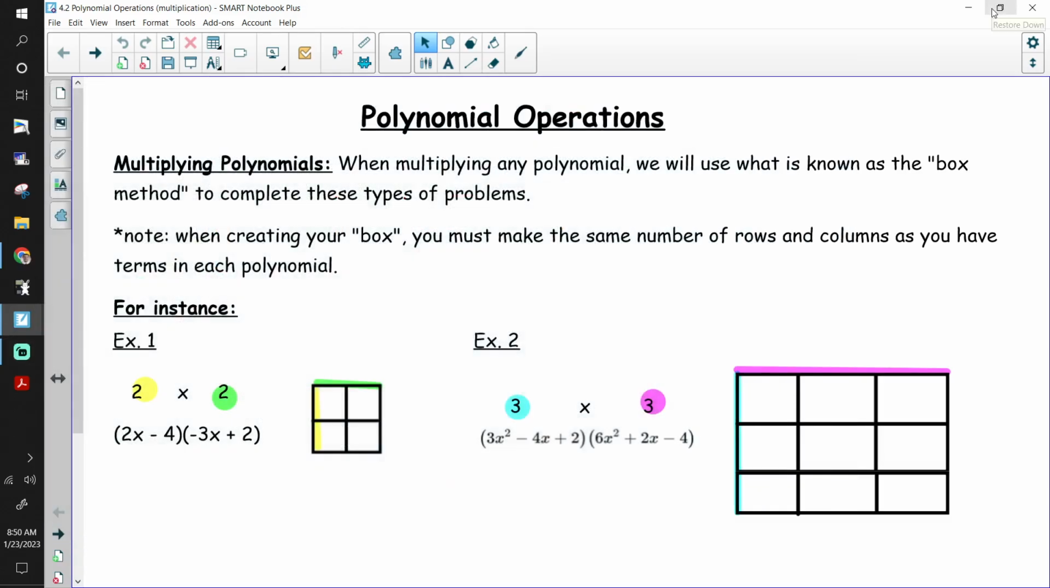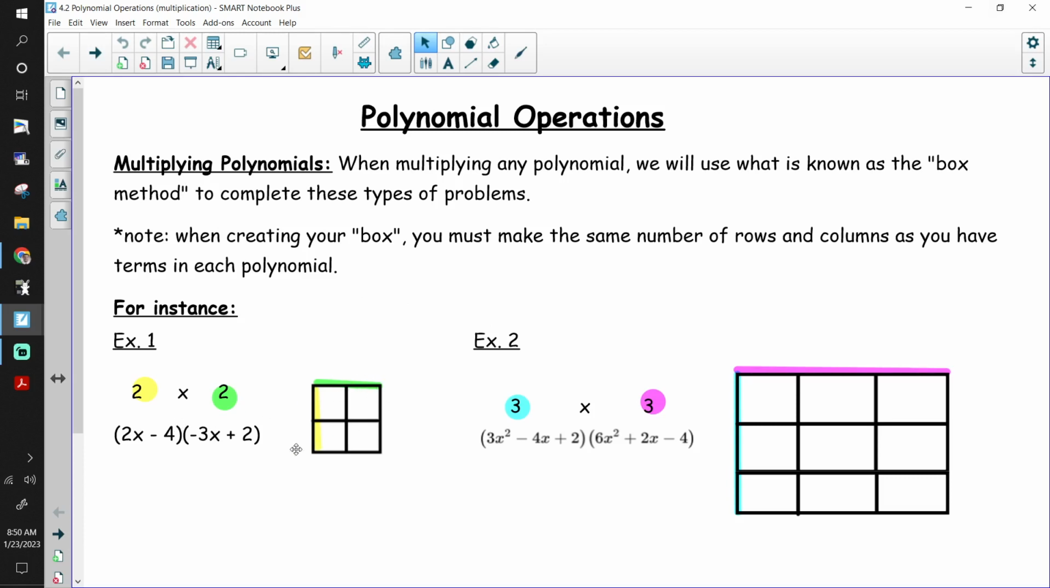Alright, what's up guys? Here's the last part of polynomial operations before we go into division. We've done adding and subtracting in the previous videos. This is multiplication. Now when we multiply polynomials, we use what's called the box method.